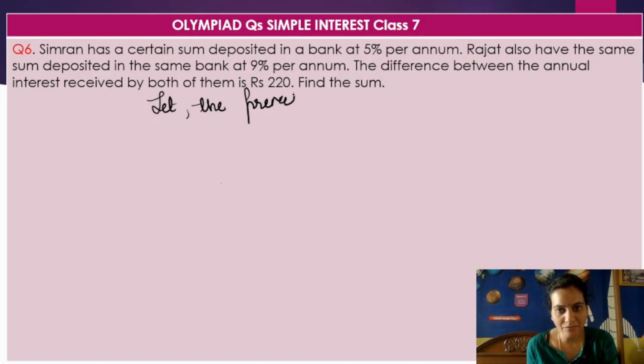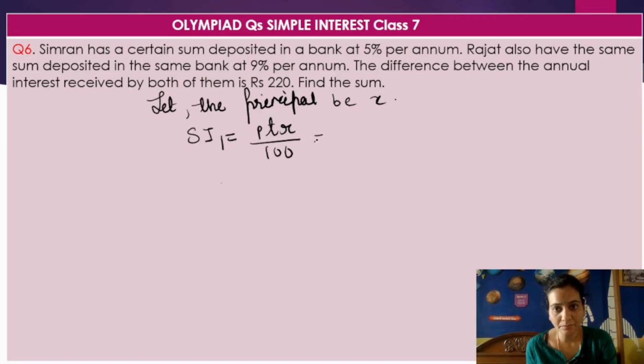So with that X, we will try to calculate simple interest with the rate of interest as 5%. If we calculate the first simple interest, I'll consider it as SI1. That will be PTR by 100. Time, let's assume it is 1 year because time has not been given. So X into 5 by 100, I can write it as 0.05x. Similarly, SI2, the second simple interest, which is at 9% per annum, will be 9x by 100, which is 0.09x.